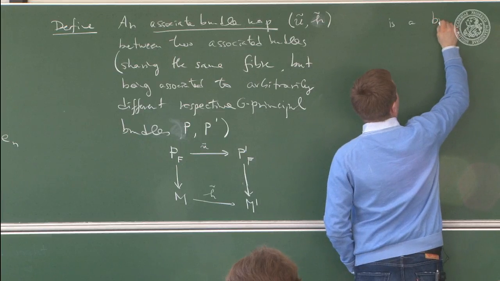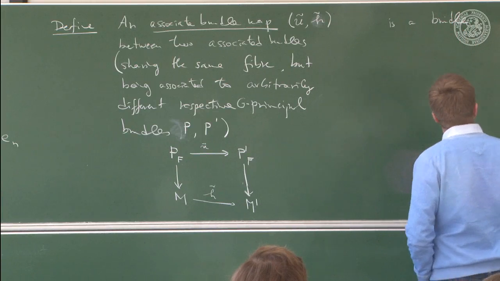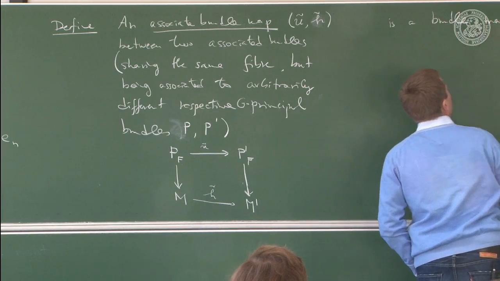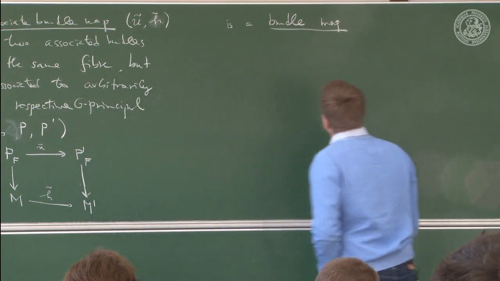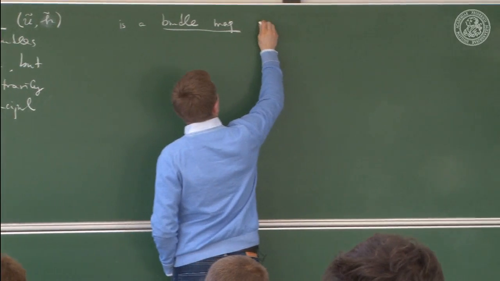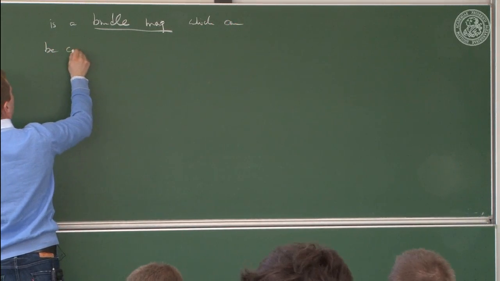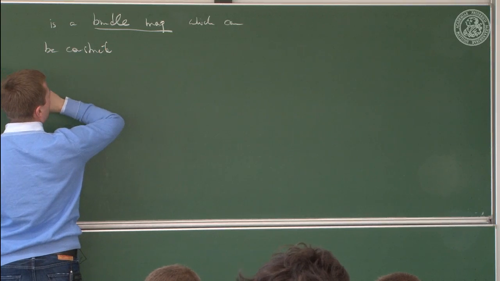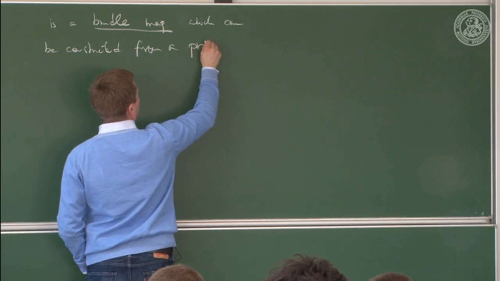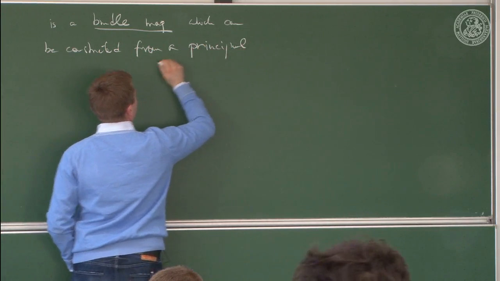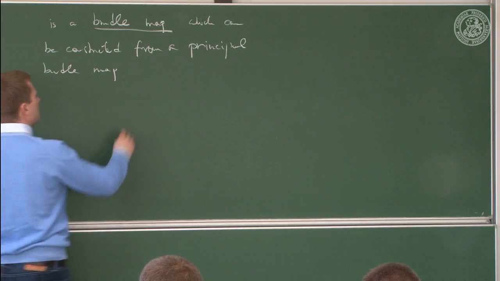An associated bundle map is a bundle map which can be constructed from a principal bundle map between the underlying principal bundles.